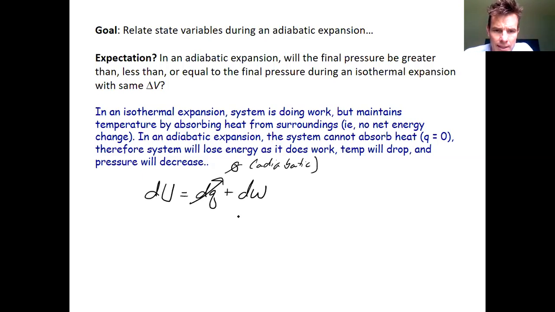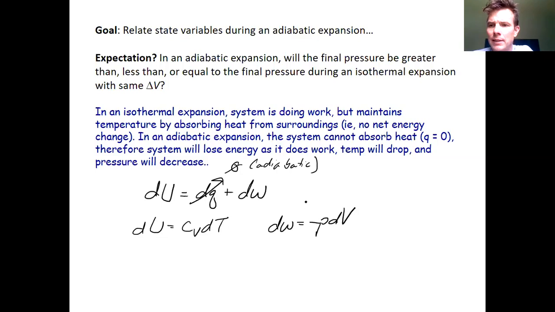And now I think about dU and dw. Well, before we talked about the constant volume heat capacity. That allows us to relate changes in internal energy U to changes in temperature. So dU is equal to CV dT. And dw is minus P dV. We've seen that before. So I'm going to substitute these things in. CV dT equals minus P dV.